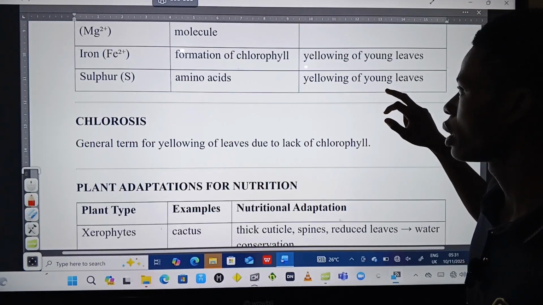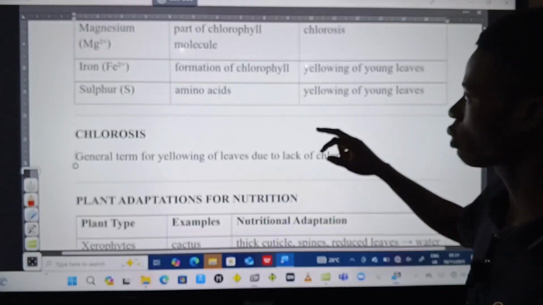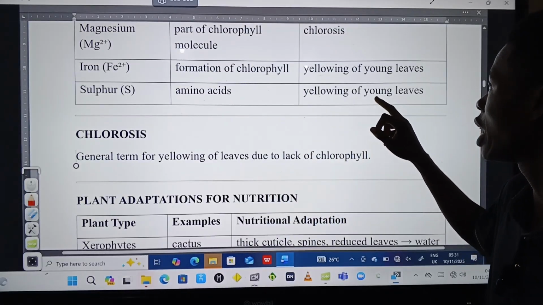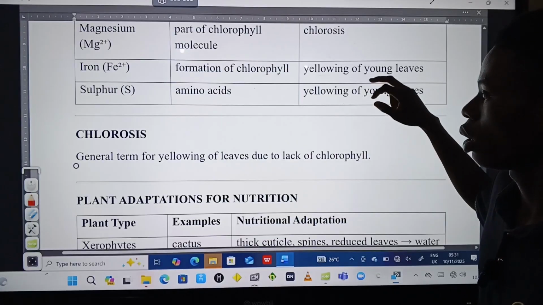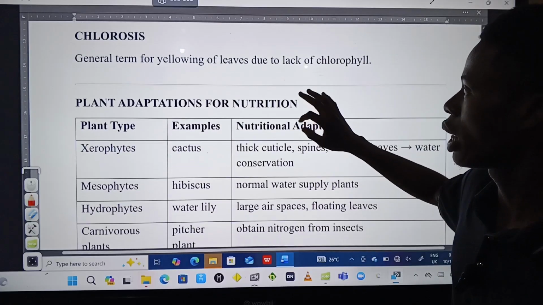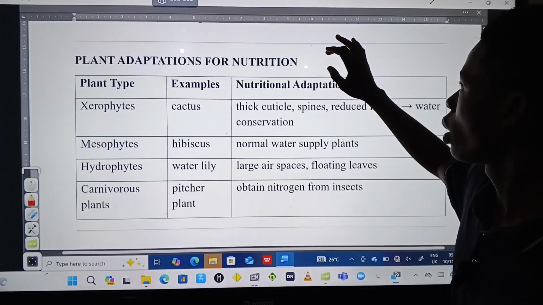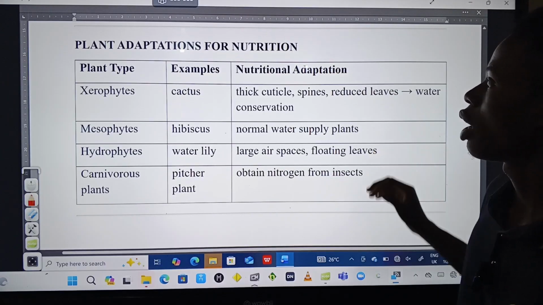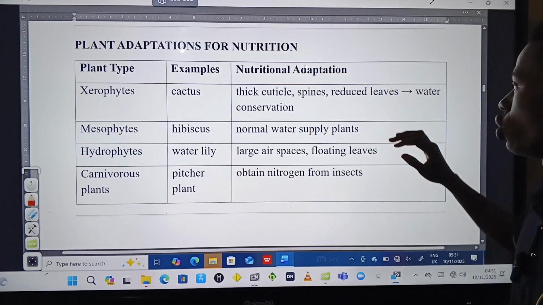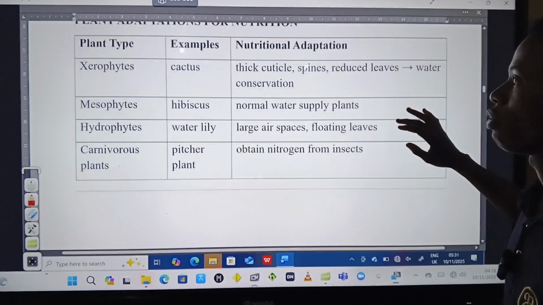Yellowing of young leaves. Sulfur is needed for the synthesis of amino acids, and its deficiency is yellowing of young leaves also. All right, so take note, because they normally ask, what is chlorosis? Chlorosis means yellowing of leaves due to lack of chlorophyll. Now, plant adaptations for nutrition. Let's see how some plants adapt for nutrition.